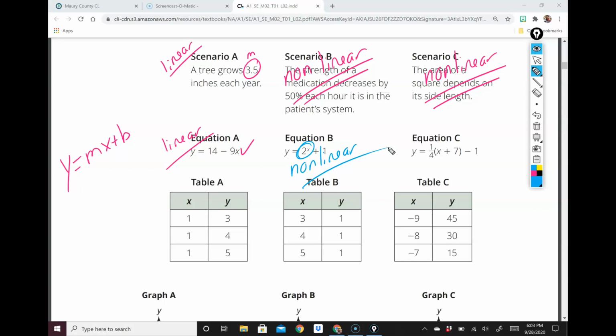Equation C, if I distribute the 1/4 x and combine the 1/4 x times 7, take away, I'm still going to have this x. And that x is to the first power. So anytime you have x to the first power, it's going to be linear. So equation C is linear. I'm going to clear this off and look at the tables.